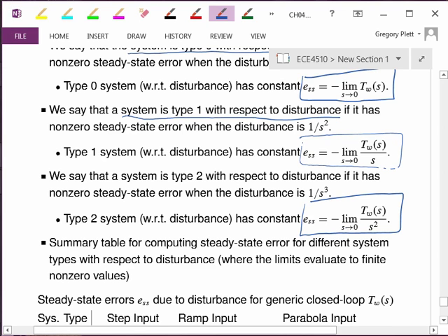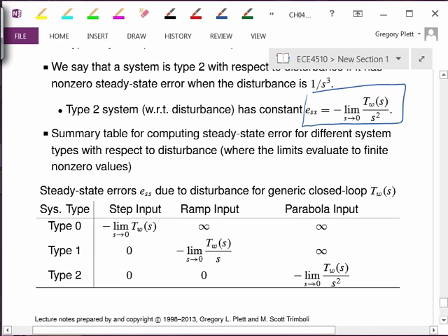So again, I thought it might be helpful if I included a summary table, and that is here. The title of the table is steady state errors due to disturbance for generic closed loop TW of S. The system type with respect to disturbance is type 0 if it has an error to a step input. It's type 1 if it has an error to a ramp input. Type 2 if it has a finite error to a parabola input.